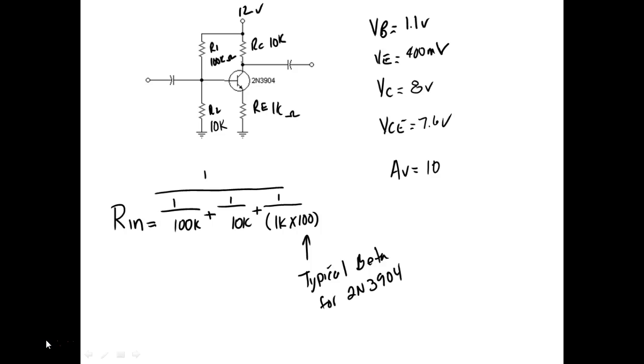Now, generically, for formula sakes, we call these R1, R2, RC, and RE. But in real life, they're going to be anything, right? We got to come up with a technique where I can set y'all up a formula. So it should say RN would be equal to R1 in parallel with R2 in parallel with RE times beta. The typical beta for a 3904 would be 100. So what would be RN? What would be RN? Or ZN?